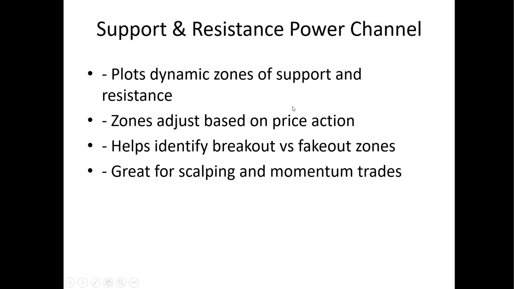This support and resistance power channel plots dynamic zones of support and resistance. Actually, it calculates the number of sell candles, red candles, and the number of green candles, and it plots support and resistance, and it creates zones. Zones are adjusted based on the price action.